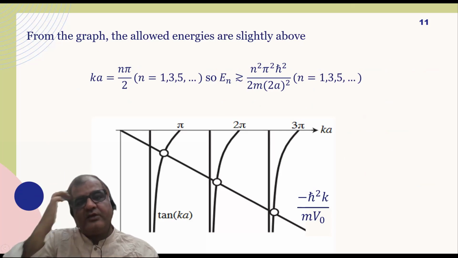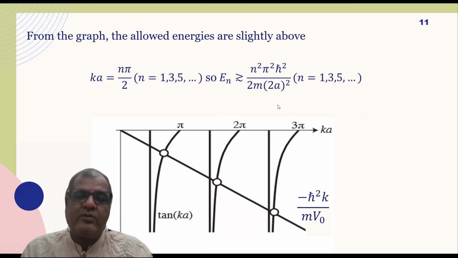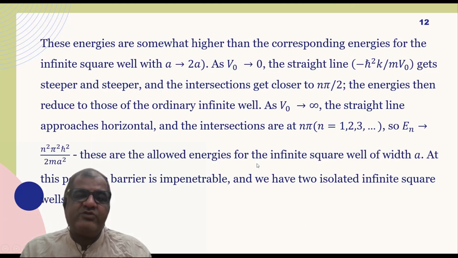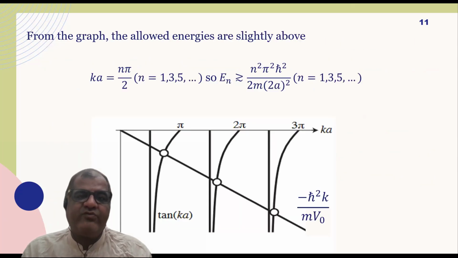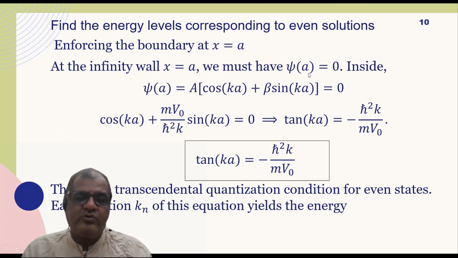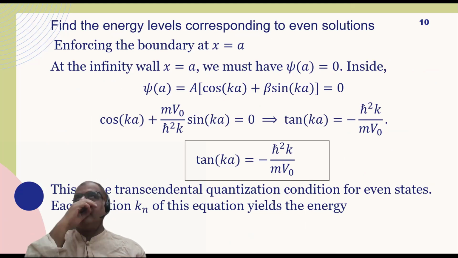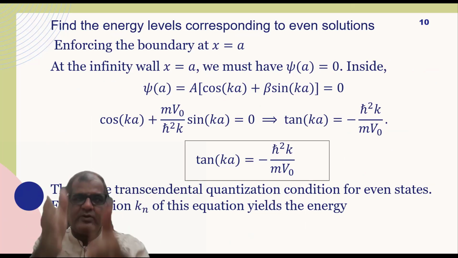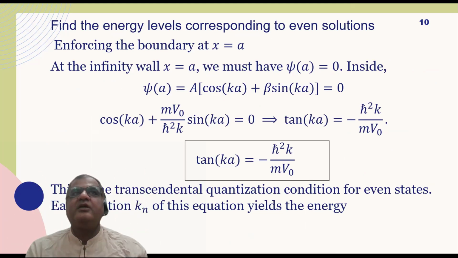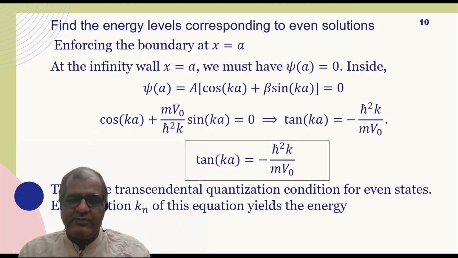So 2a is the length. In this way, if V0 is 0, you don't have any potential barrier in the middle of the box, and if V0 is infinite, this box becomes two parts, two isolated infinite boxes.